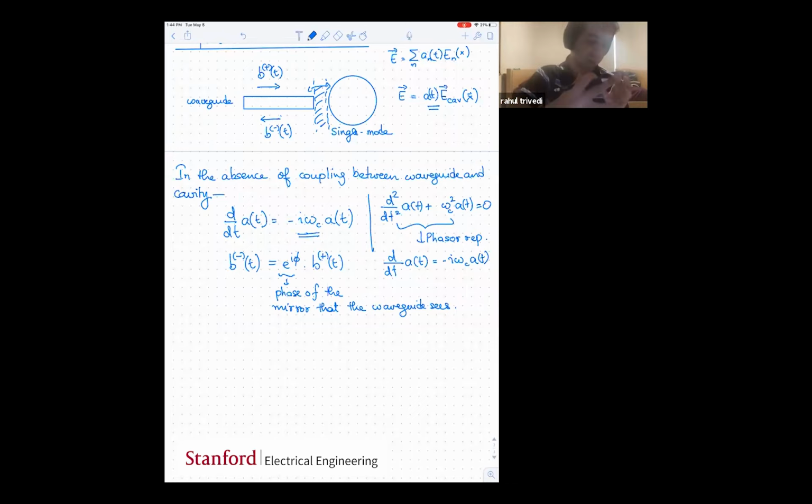Yeah. So this happens when the two systems are decoupled, right? So we are ignoring any coupling. So these are your equations of motion for a decoupled system.